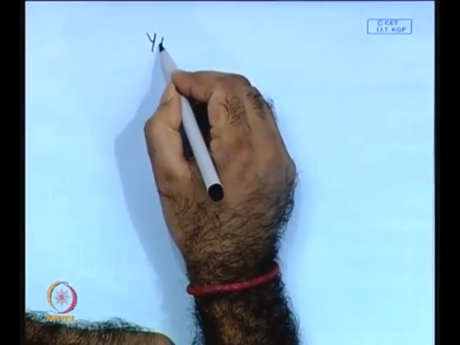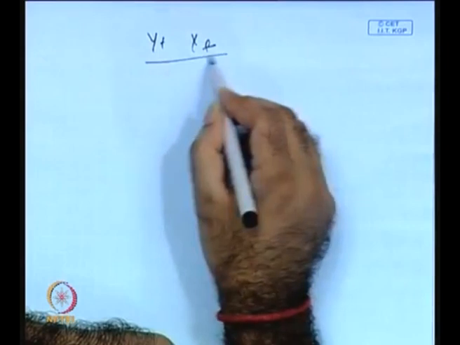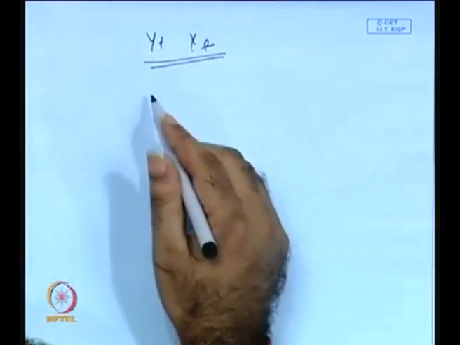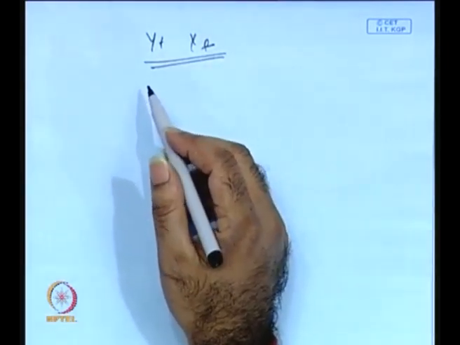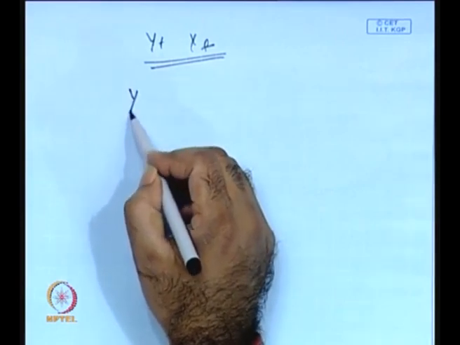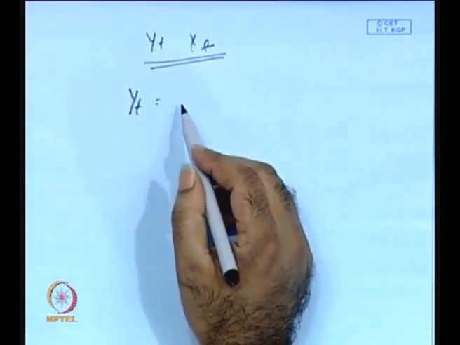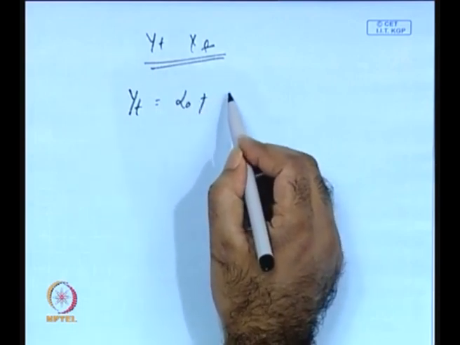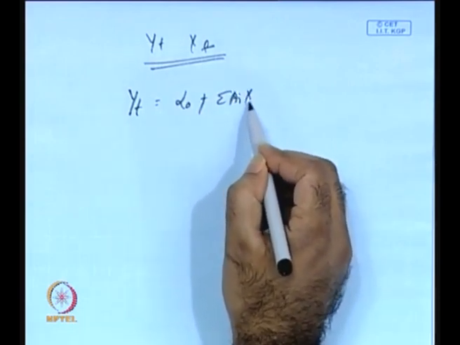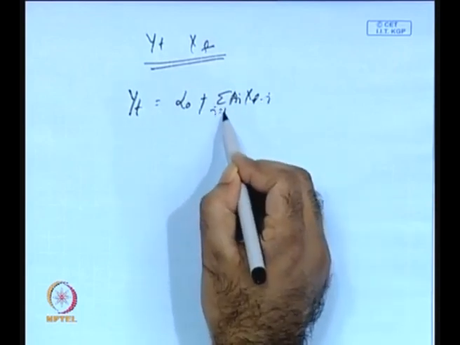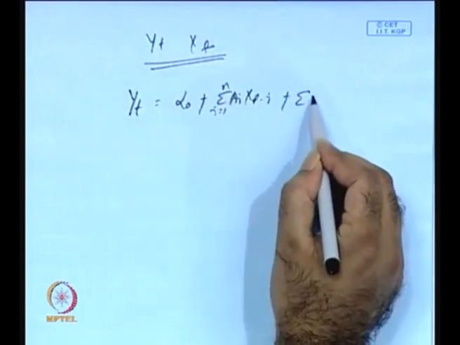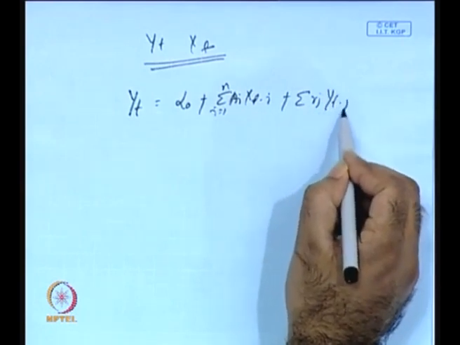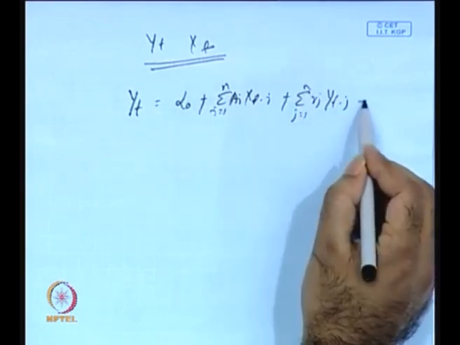Now, how do you detect all this? There is a technical procedure. Let us start with yt and xt. How do you check the Granger causality test? I will directly prepare a model here. We start with yt equal to alpha 0 plus summation beta i xt minus i, i equal to 1 to n, plus summation gamma j yt minus j, j equal to 1 to n, plus ut.